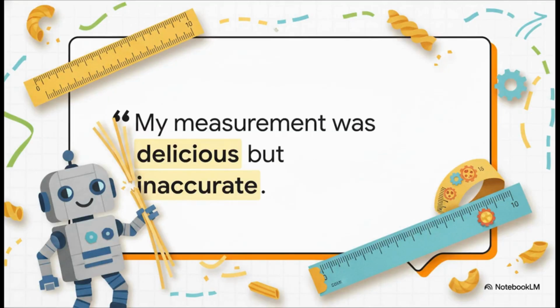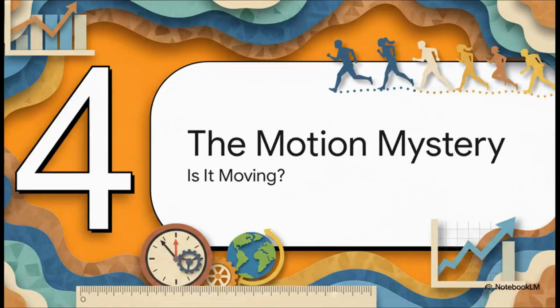And Roboron? Well, he tried to use a piece of uncooked spaghetti. And you can probably guess what happened. It snapped. As he perfectly put it, his measurement was delicious, but totally inaccurate. This is the perfect example of why picking the right tool for the job is just as important as knowing the rules.